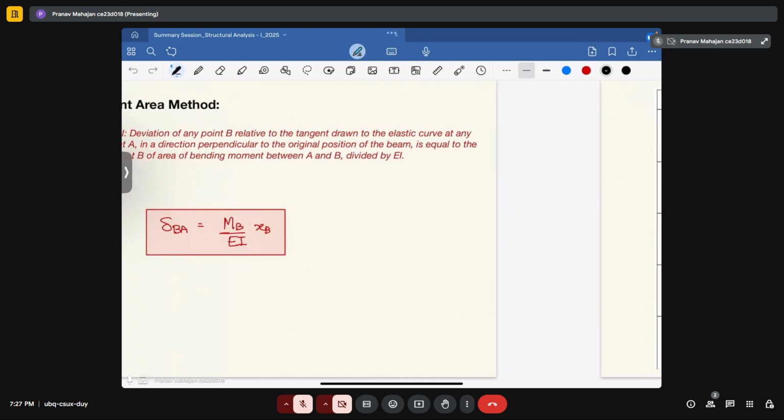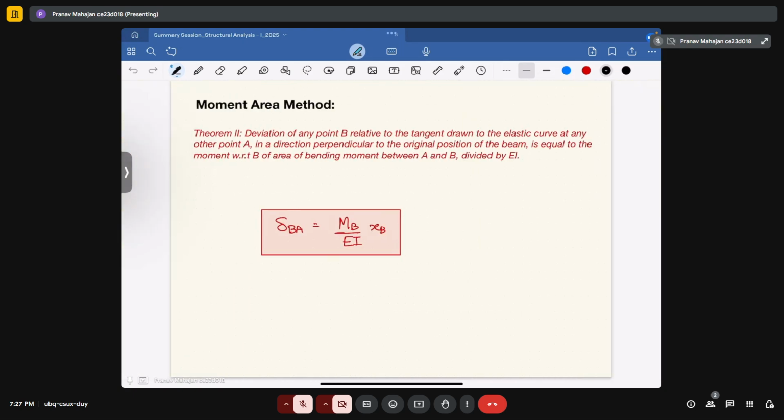So in the moment area method, you have two theorems. That is, the deviation of a point relative to the tangent drawn to the elastic curve at any point, in the direction perpendicular to the original position of the beam, is equal to the moment with respect to B of the area of the bending moment diagram between A and B divided by EI.